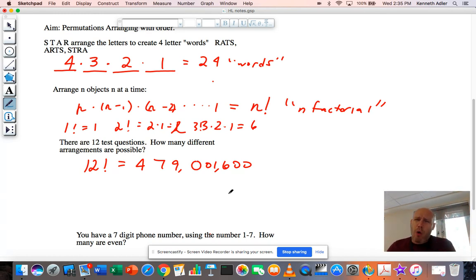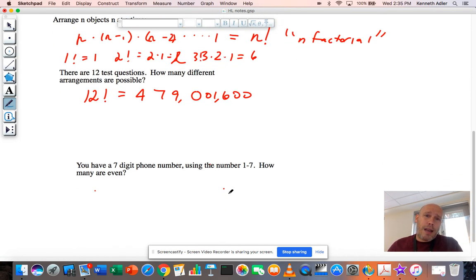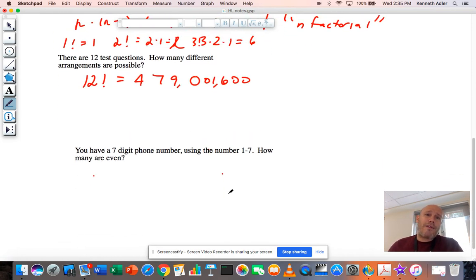Remember, just know, oh, you know what? This is a calculator part. This is a non-calculator part. Let's move on to the next question. You have a 7-digit phone number using the numbers 1 through 7. How many are even?